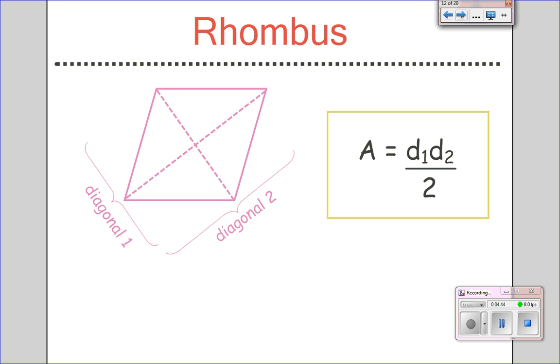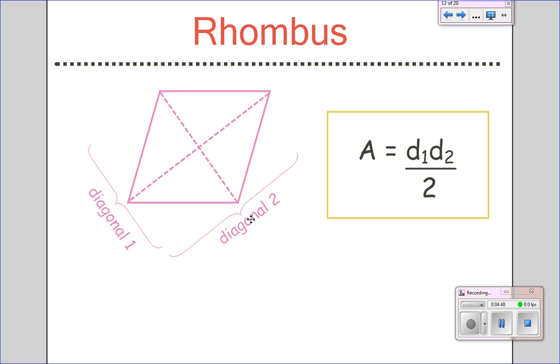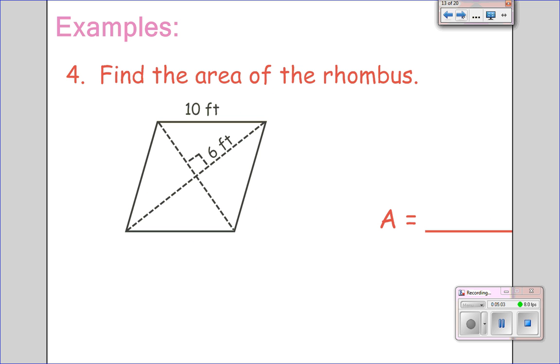All right, let's move on to the area of a rhombus. The area of a rhombus is represented by diagonal 1 times diagonal 2 divided by 2. Remember, these diagonals are not congruent. However, they are perpendicular to each other. So here we have a rhombus, and we want to be able to find the area of this rhombus. So let's see what we have for the diagonals.